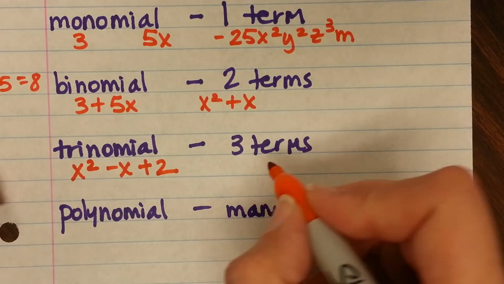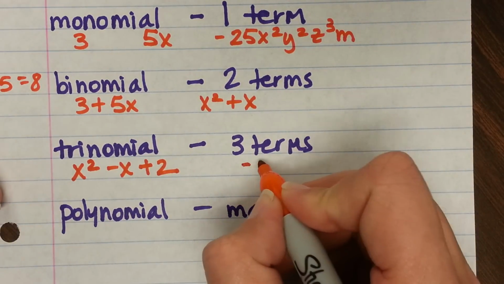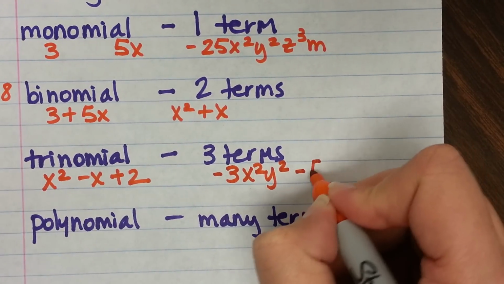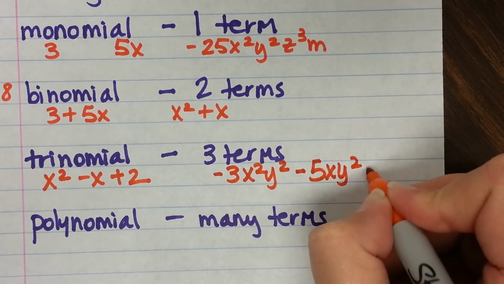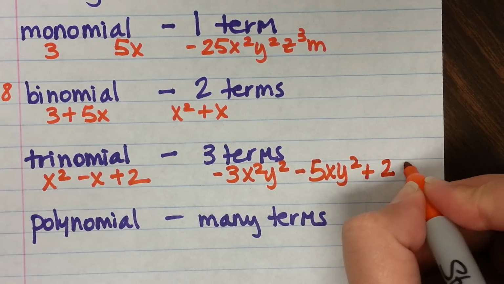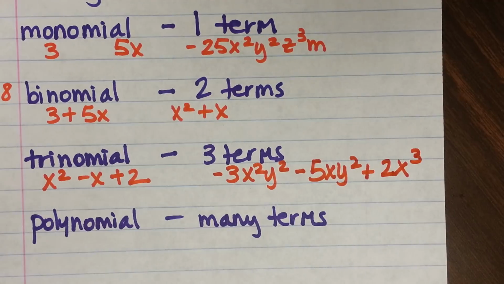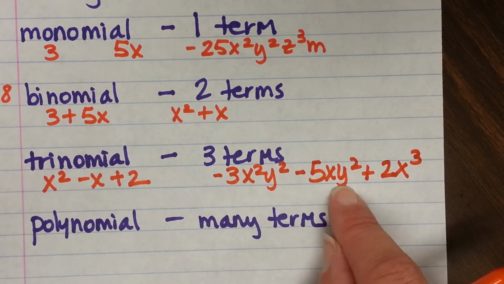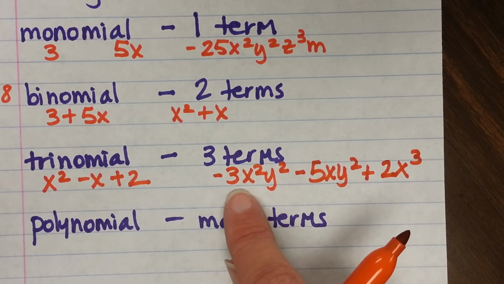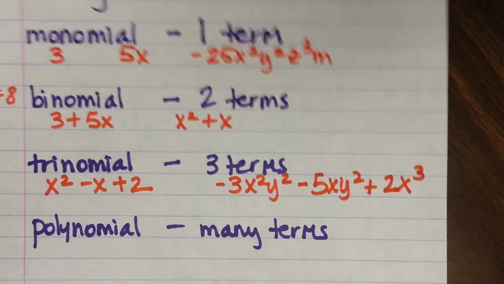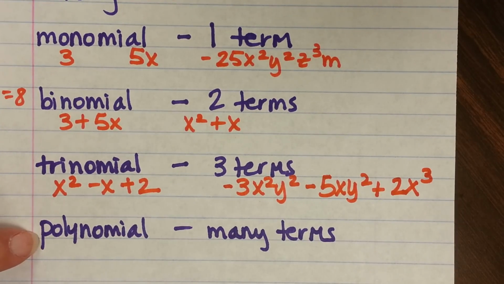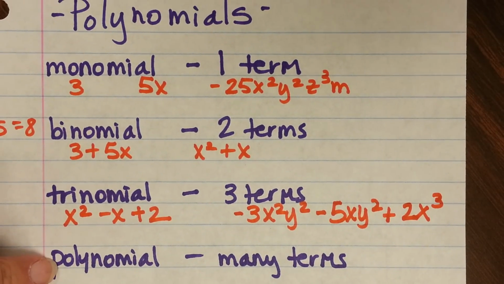It could look a little more complex if you did something like negative 3x squared y squared minus 5xy squared plus 2x to the third. Something like that would be a more complex trinomial, but it still only has three terms. This is one, and this is one. Three terms. Generally, when we're talking about polynomials, we might be talking about trinomials and monomials, or trinomials and binomials, or something that has even more terms. So we're calling all of those things that we work with polynomials.